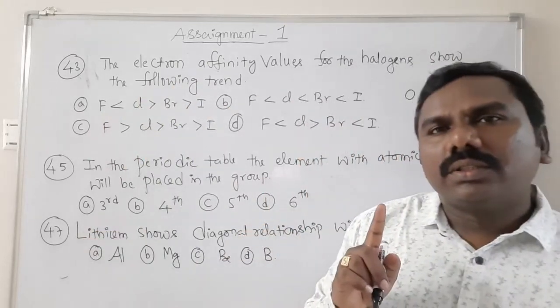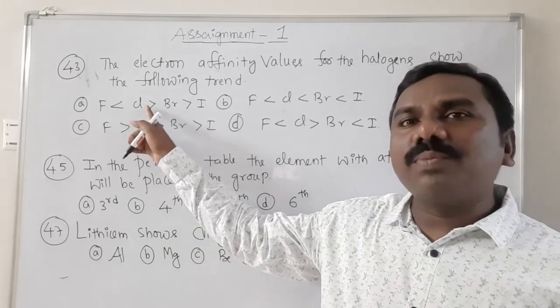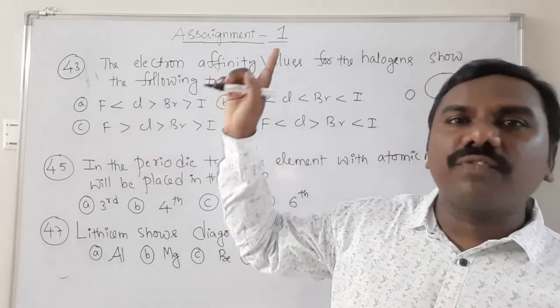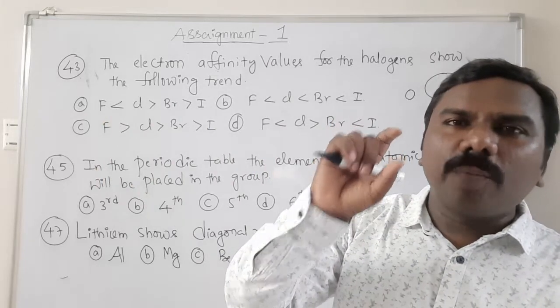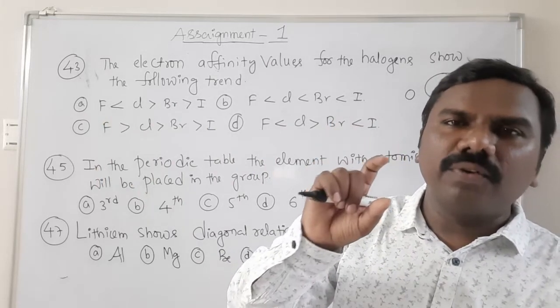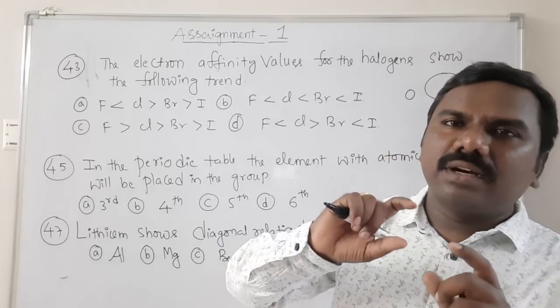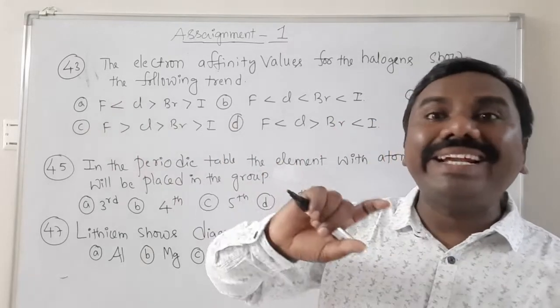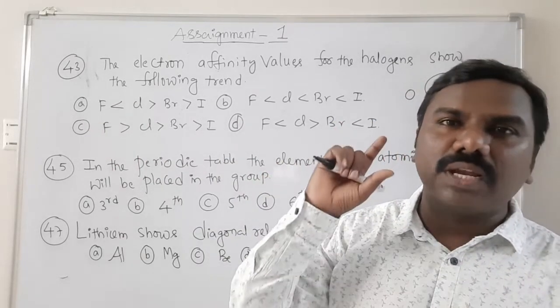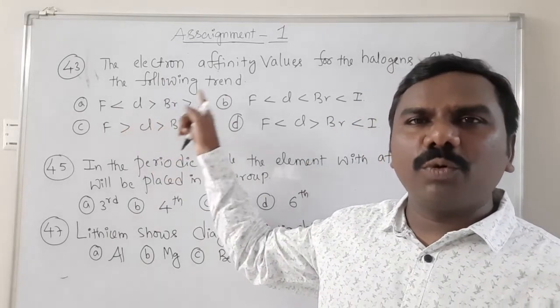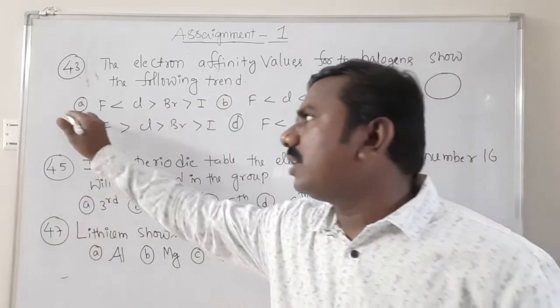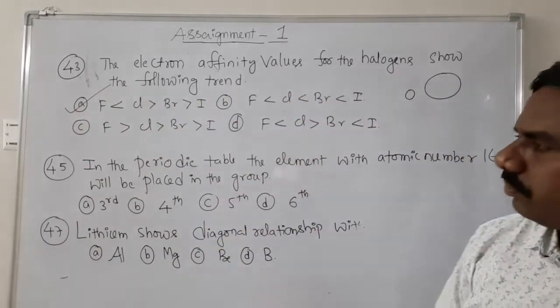So finally, chlorine has more electron affinity than fluorine because of its compact size of fluorine. In fluorine there are interelectronic repulsions. That's why electron affinity decreases. So chlorine is more when compared with bromine and iodine also. Right? Option A correct, students.